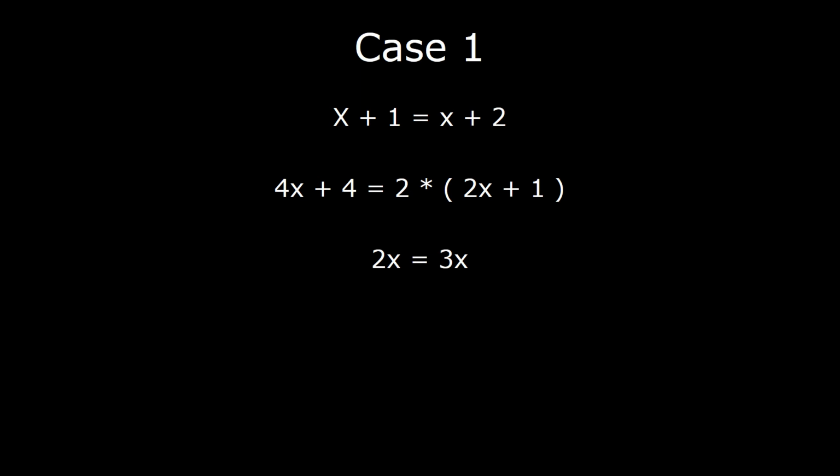We've got x plus 1 equals to x plus 2. Let's transpose the x from x plus 2 from the RHS to the LHS. So the LHS would become x plus 1 minus x because positive to negative, and the RHS would become simply 2. So the equation is now x plus 1 minus x equals to 2.